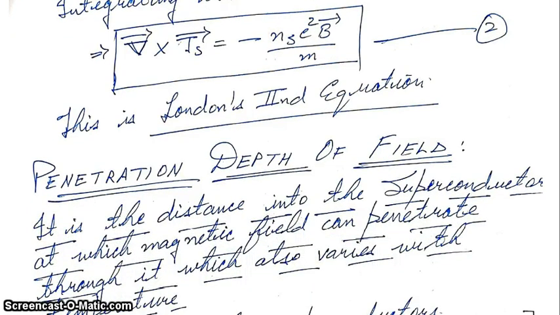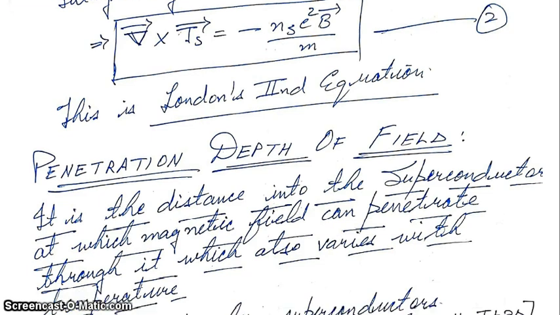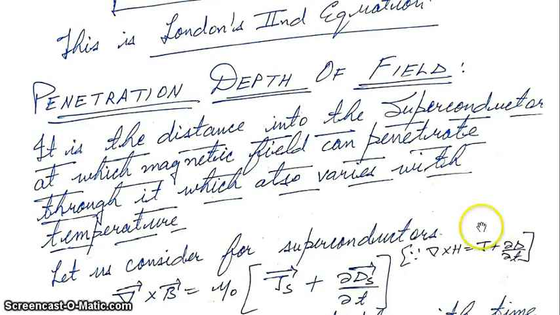Now our aim is to find the penetration depth of the field. So what is penetration depth? It is the distance into the superconductor to which the magnetic field can penetrate, which also varies with temperature, right? So it is called penetration depth.